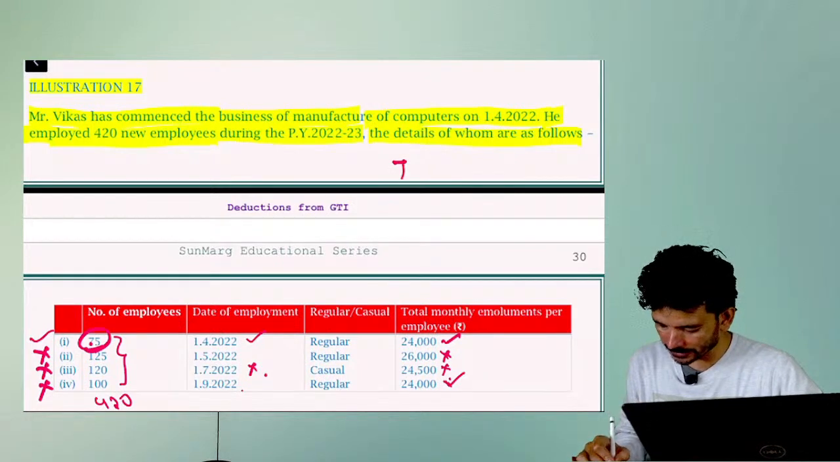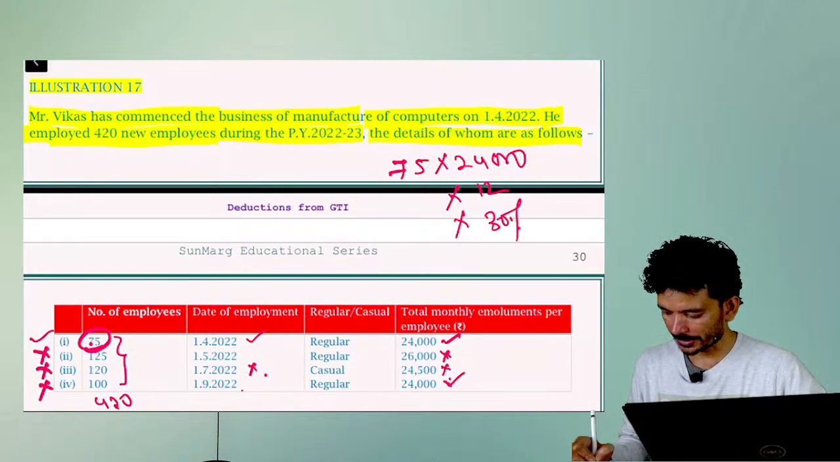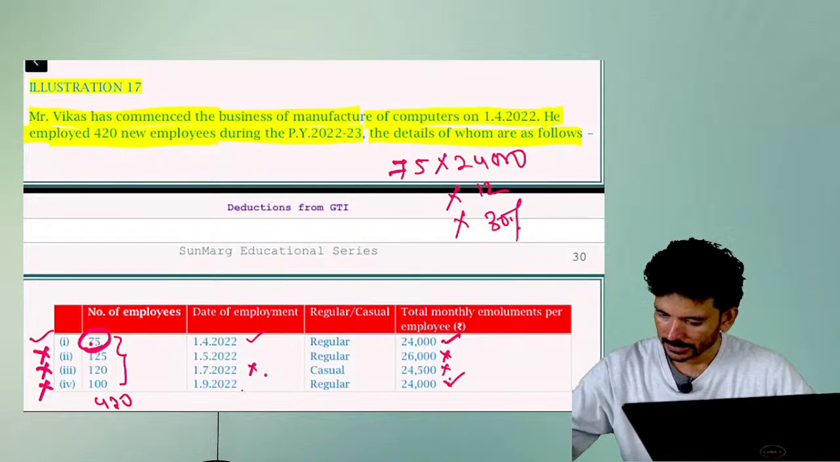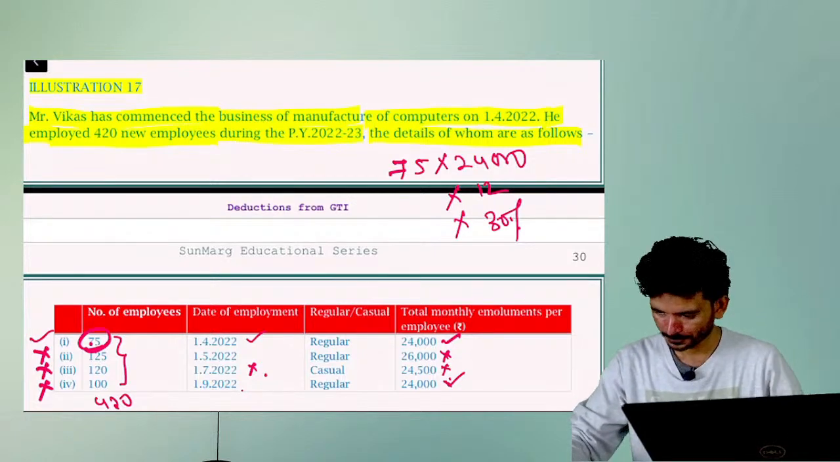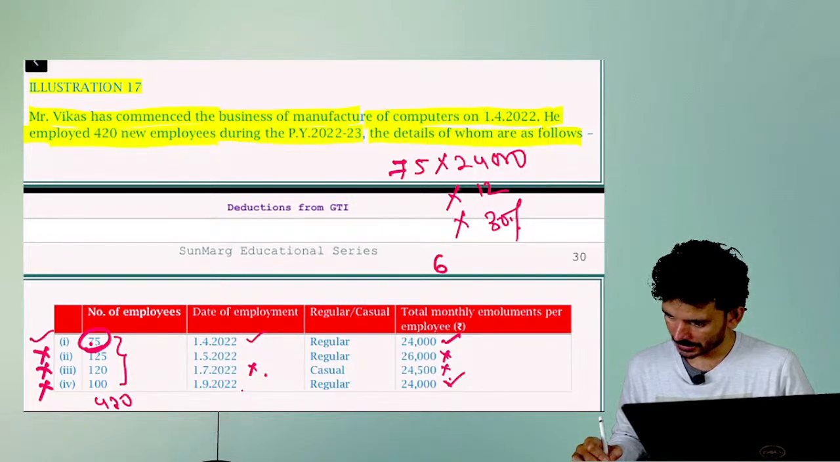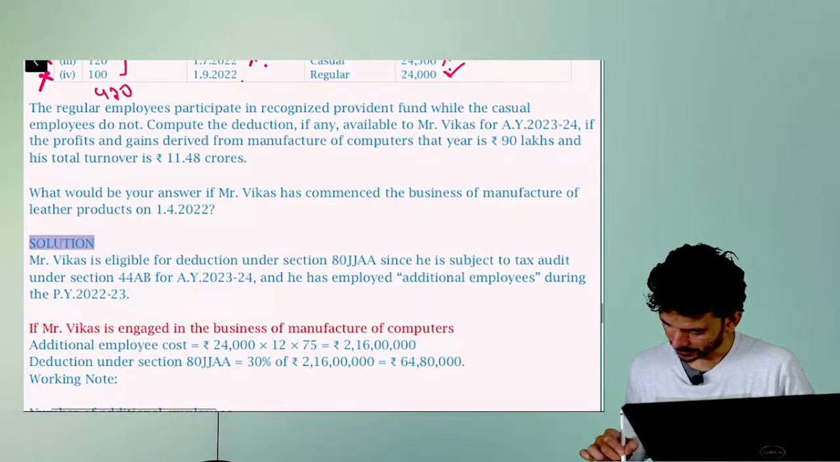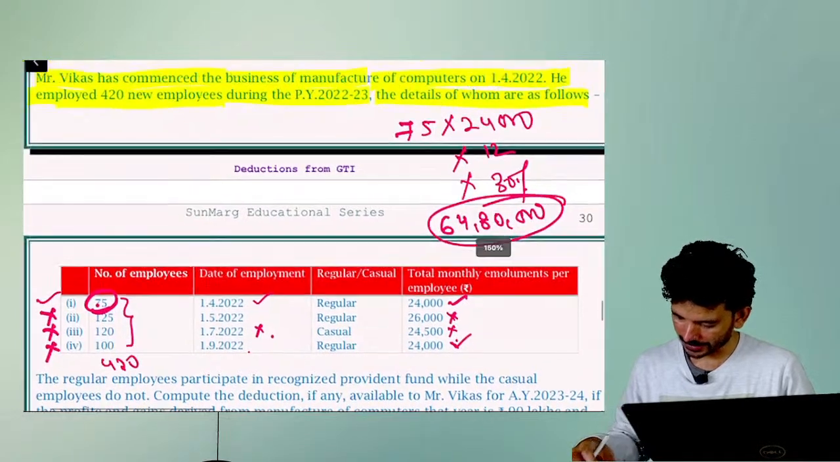So how much are we paying? 75 multiplied by 24,000, multiplied by 12 months throughout the year from 1st April, multiplied by 30%. So 64 lakh 80,000 is the 80JJAA deduction. Let's see the answer: 64,80,000.